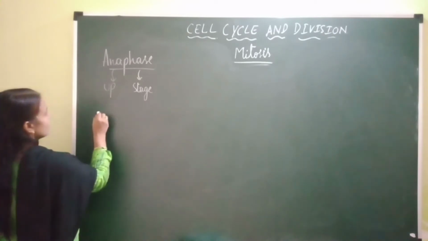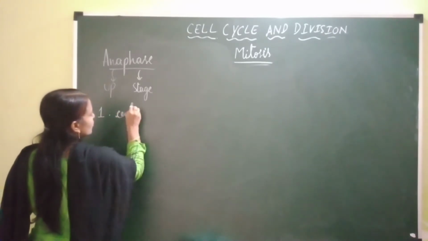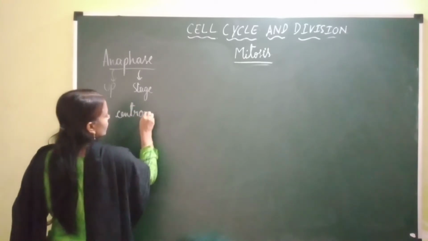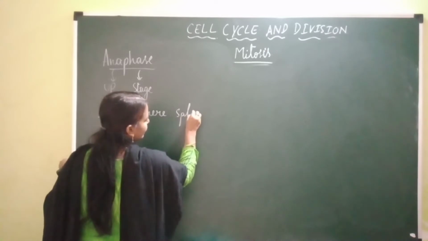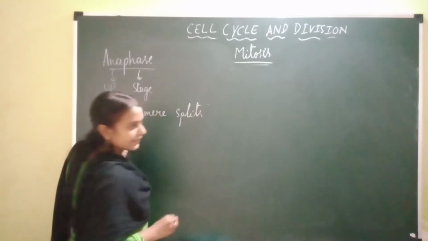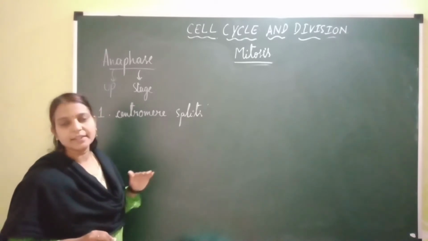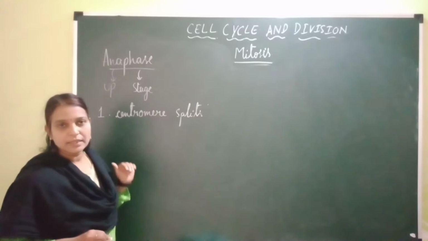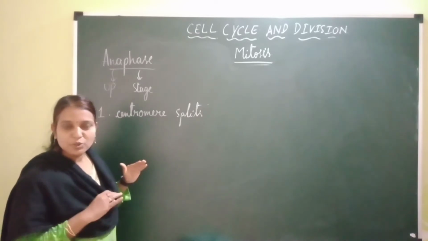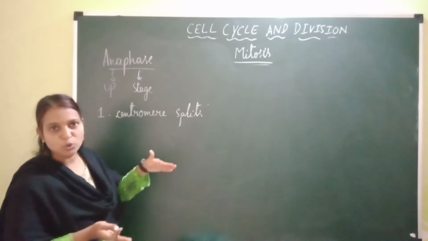During this anaphase, at first the centromere splits. The centromere of the chromosome splits. Actually, by the end of metaphase, all the chromosomes align at the center of the cell, forming the equatorial plate or metaphasic plate. Now in early anaphase, the centromere splits, dividing the chromatids of each chromosome.